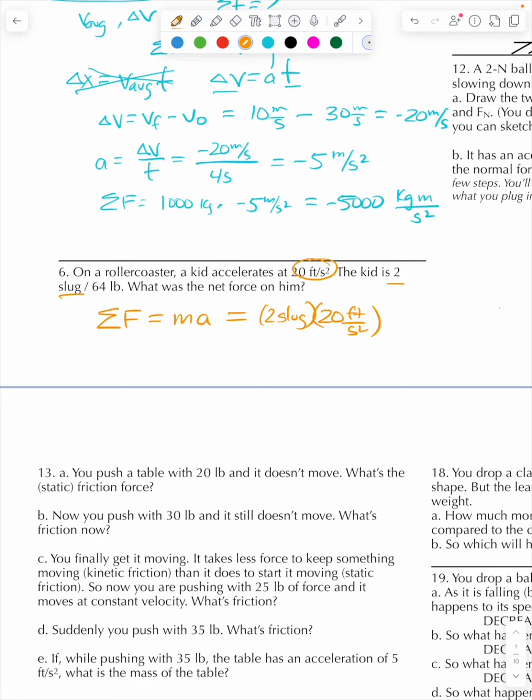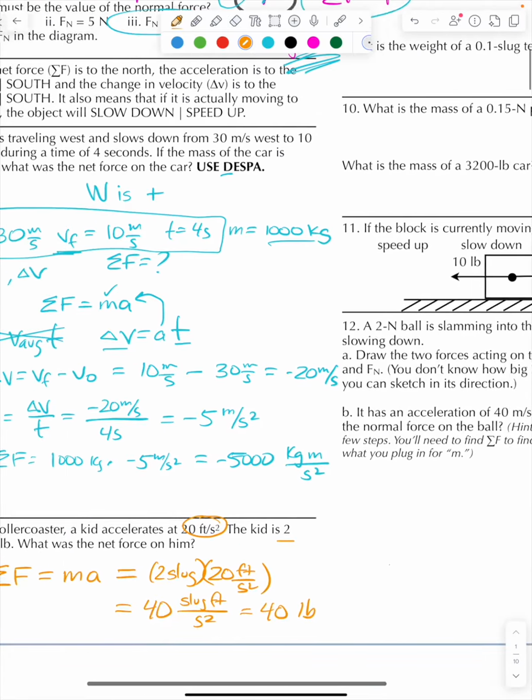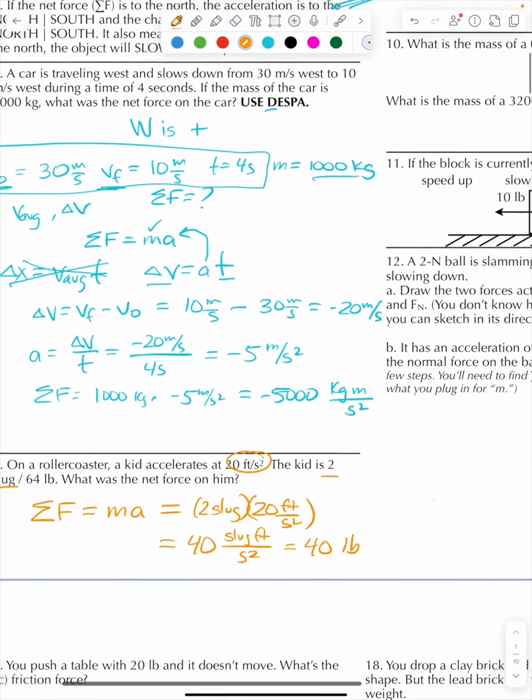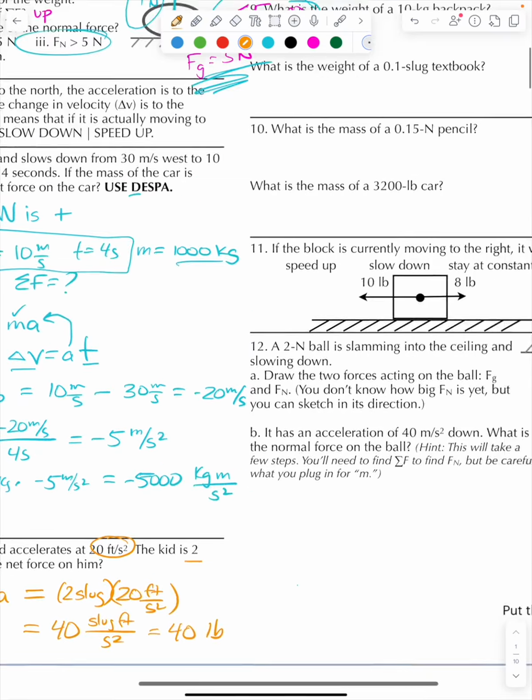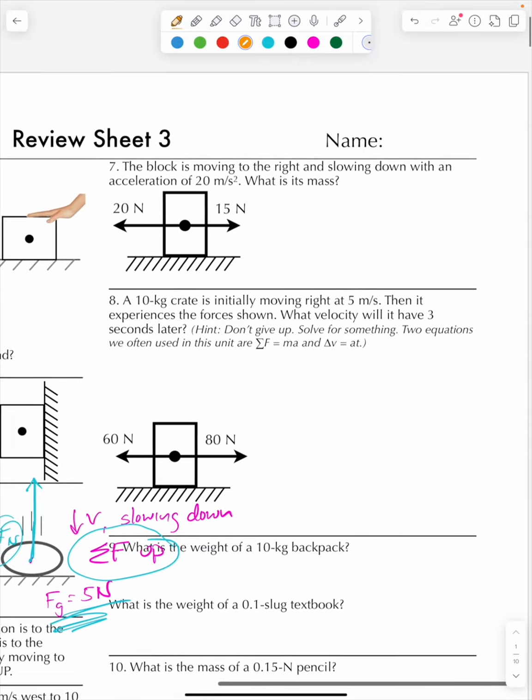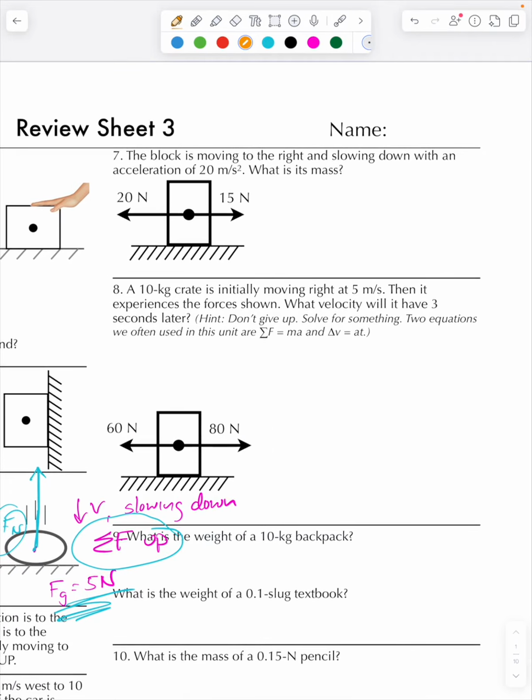And that's what I was just mentioning before. If you remembered what a pound was, you don't need to put it in pounds, but that's 40 slug feet per second squared, which is the same thing as 40 pounds. Okay. Just a quick little question just to clarify that, slug is the mass in imperial units, pound is the weight.